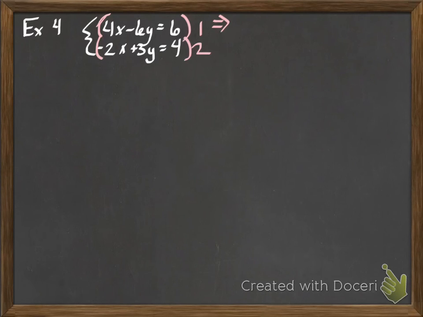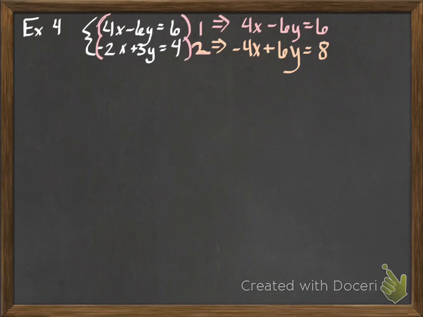So when I multiply that first equation by 1, that means don't change it. I end up with 4x minus 6y equals 6. On my second equation, if I'm going to multiply it by 2, 2 times negative 2x is negative 4x. 2 times 3y is positive 6y. 2 times 4 is 8.